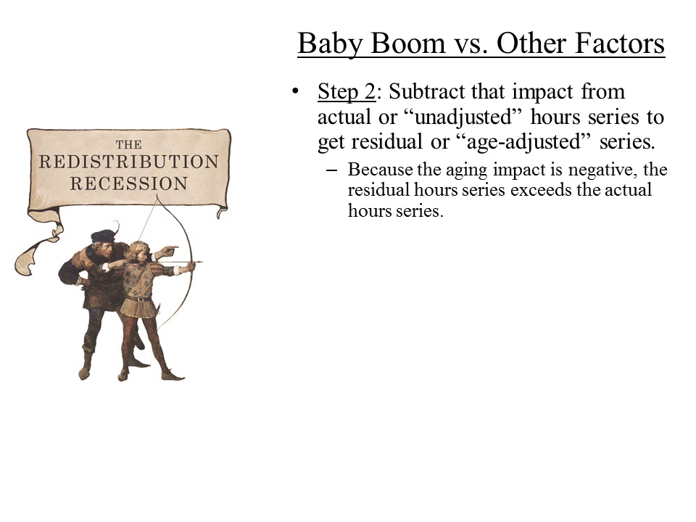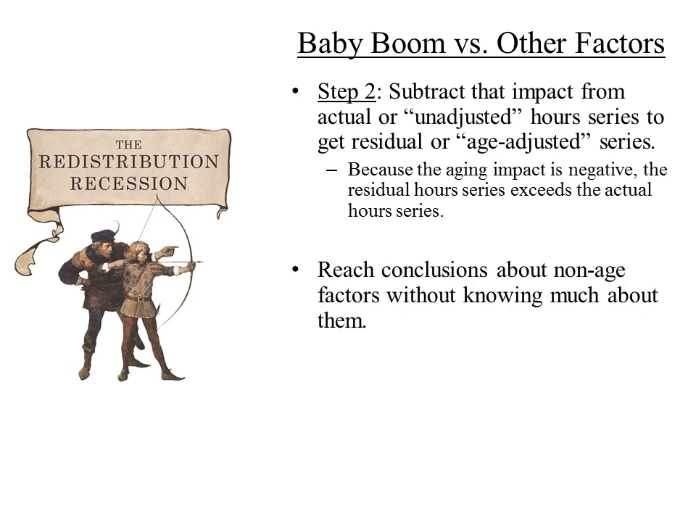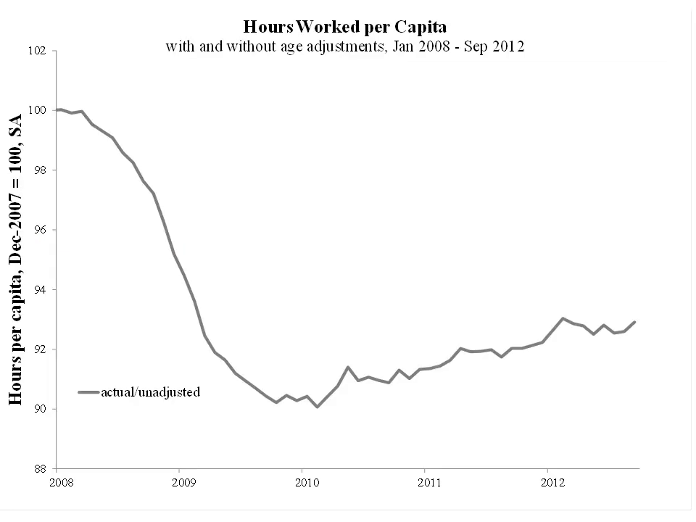In this case, the impact is negative, so the subtraction of a negative amounts to adding to the actual hours series. In other words, our residual series will be greater than the actual or original series. In this way, the residual method has allowed us to reach conclusions about non-age factors without knowing much about them. To see some of those conclusions, let's look at a chart.